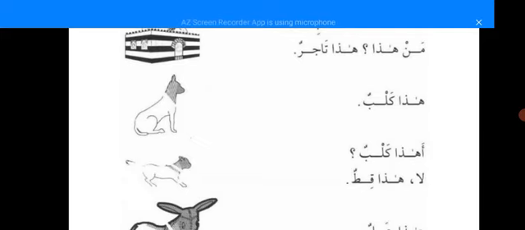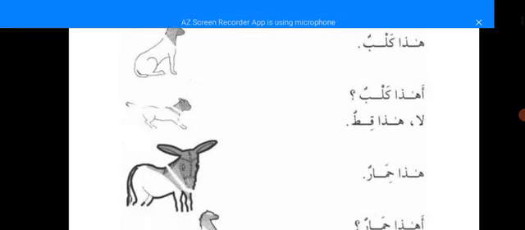Hadha kelbun. This is a dog. So kelbun means dog. Ahadha kelbun. Is this a dog? Knowing vividly that the thing being pointed to is not a dog, it's a cat, you say la, no. Hadha qittun. This is a cat. That's the meaning of cat in Arabic. Qittun.